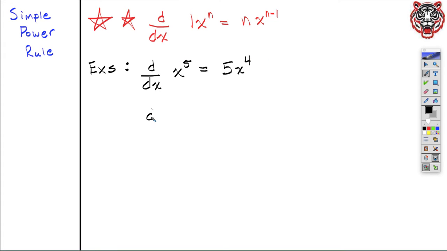Let's try another one. d dx of x to the 40. Going crazy. Arrow, you try this one. 40x to the 39. 40x to the 39, yep. And let's try one where the coefficient is not 1 to see what happens. d dx of, let's do 3x to the 7. Either of you can take a shot at this one.